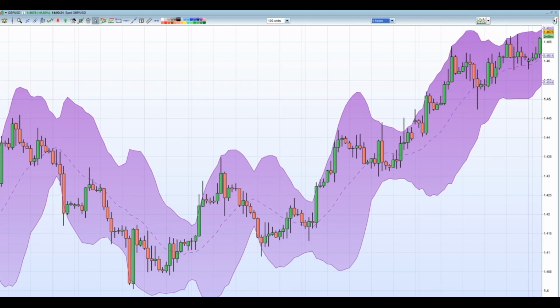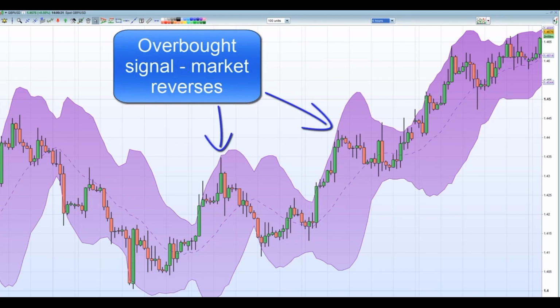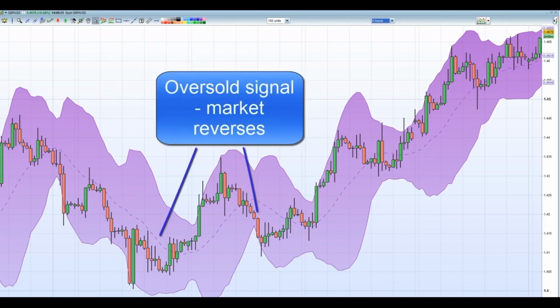The markets spend most of their time within the bands, and when the price action reaches the edge of the bands, it is often more likely to reverse and come back into the range. This is used as a signal by reversal traders to take a trade. This is similar to the oversold and overbought conditions of the RSI.